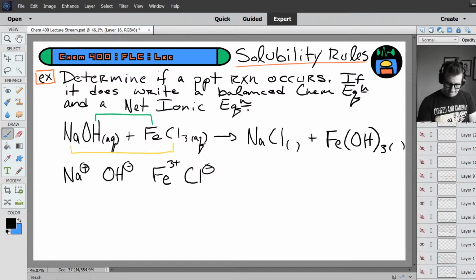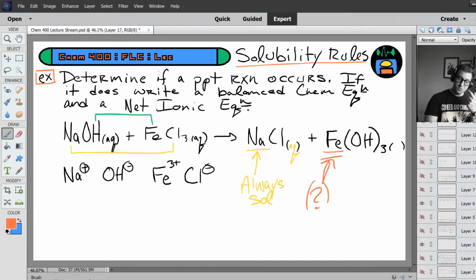Okay, sweet. So, first, sodium chloride. Sodium is always soluble, so we don't even have to think about it. It's just aqueous by default. Iron, we have no idea. If you look back at the solubility rules, it says nothing about iron. The solubility rules in your book, it's exactly the same. Nothing about iron.